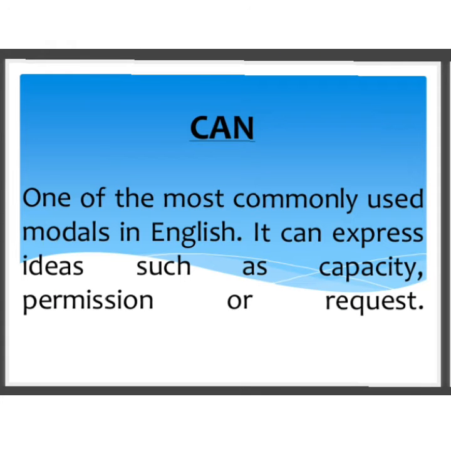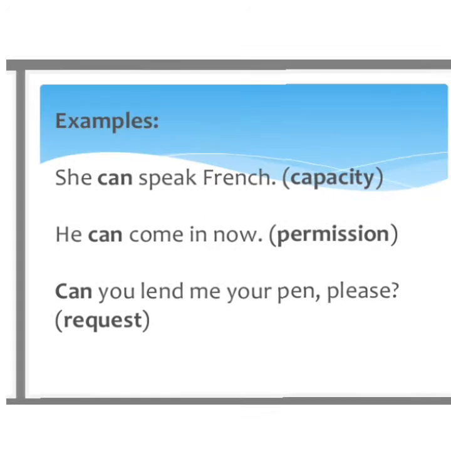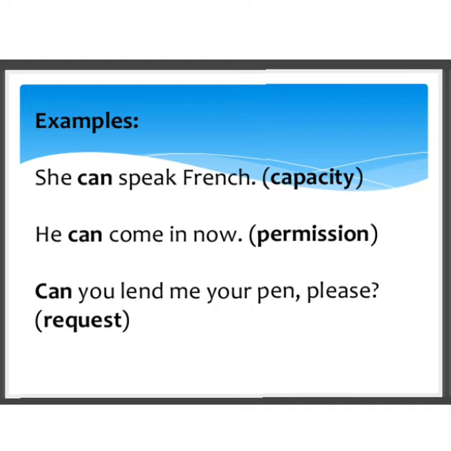Now let's see the use of can. Can is one of the most commonly used modals in English. It can express ideas such as capacity, permission, or request. Now let's try to understand through some examples. She can speak French. He can come in now. Can you lend me your pen, please?